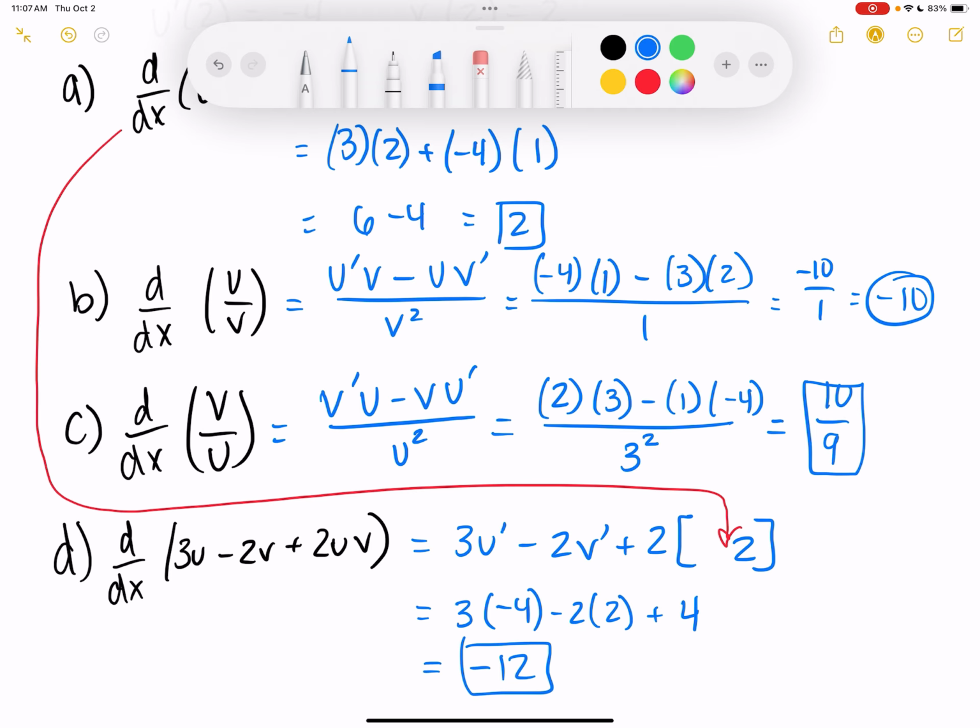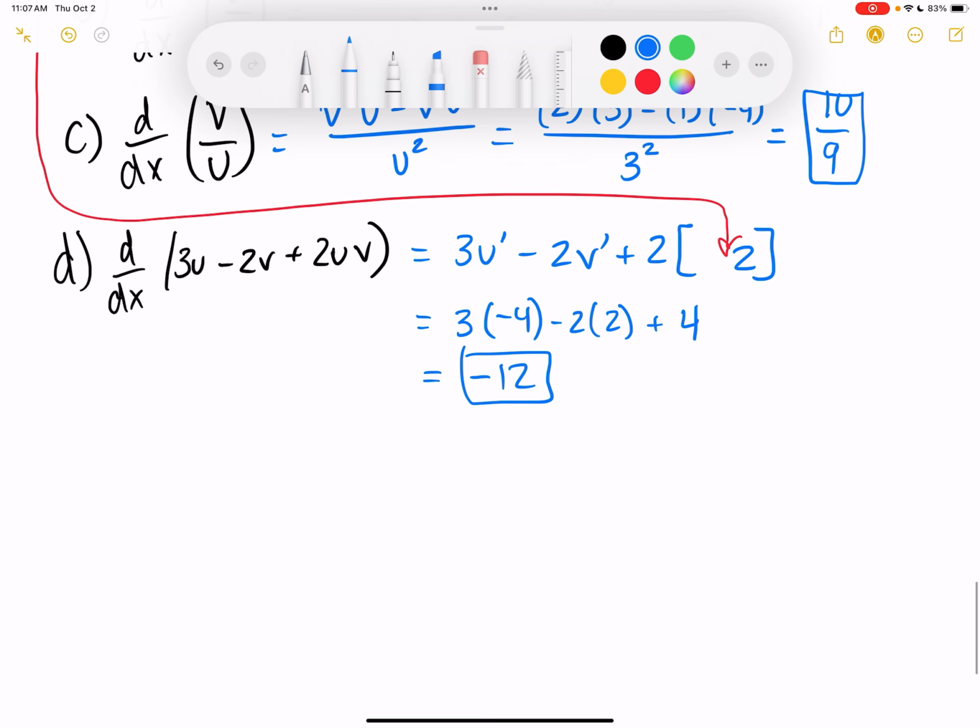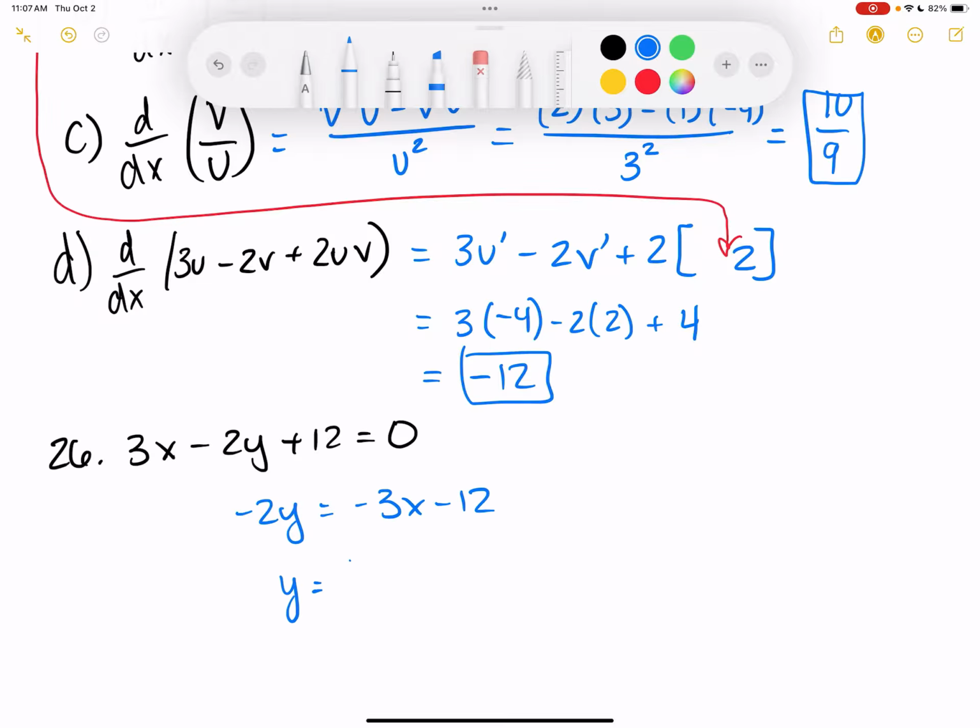26 is a multiple choice type question. Which of the following numbers is the slope of the line 3x minus 2y plus 12 equals 0? So I need to, first of all, get y by itself so that I can take the derivative. So we've got negative 2y is equal to negative 3x minus 12. And then divide by negative 2, so y equals 3 halves x plus 6.